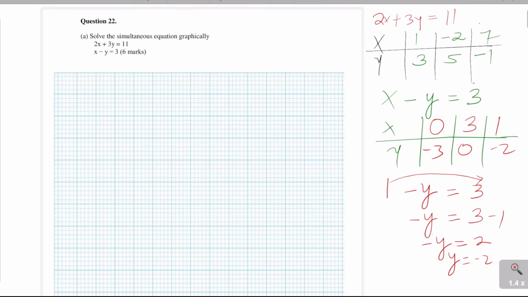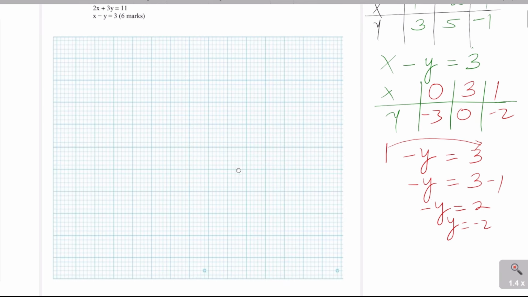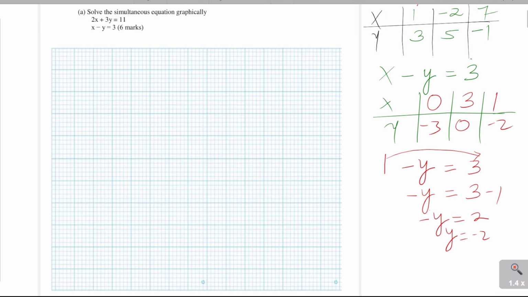Now you have those points. We plot now the first line. So look at the values of x and y. You can see the largest x value is 7; we have 1, negative 2, 7. The smallest is negative 2. Then for y, look at the values that you need to plot: negative 1, 5, and 3. This is important so that you know how you're going to draw your axis when you look at these values.